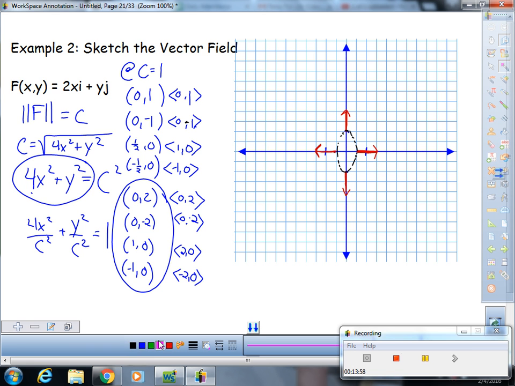Okay. We'll go pink this time. At the point 0, 2, the vector is also 0, 2. Same with down here. Okay? At the point 0, 1, now you can see that these vectors are overlapping. That's why you wouldn't want to graph too many, because they'd all be overlapping.